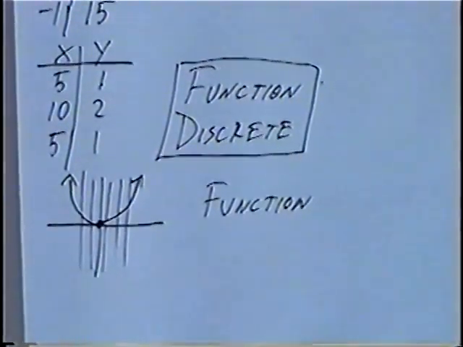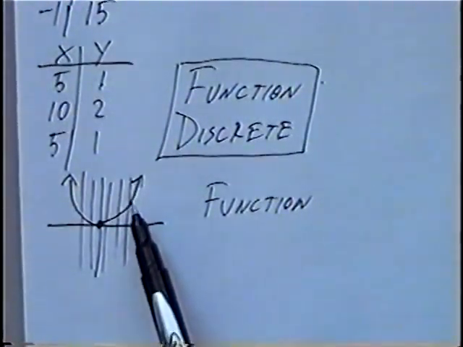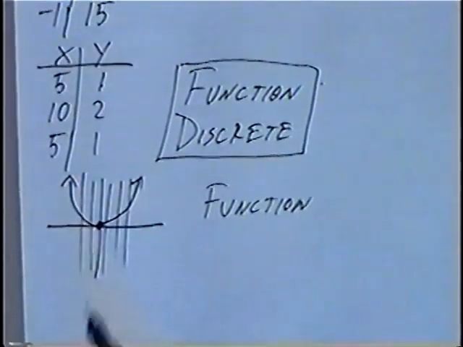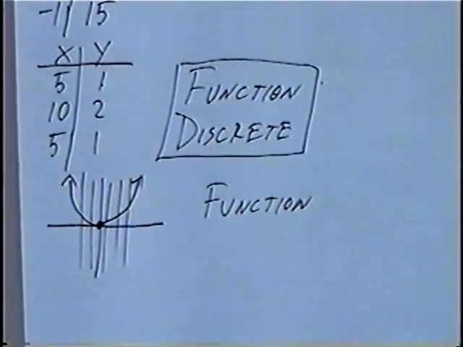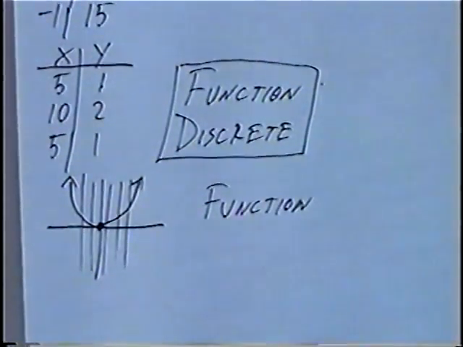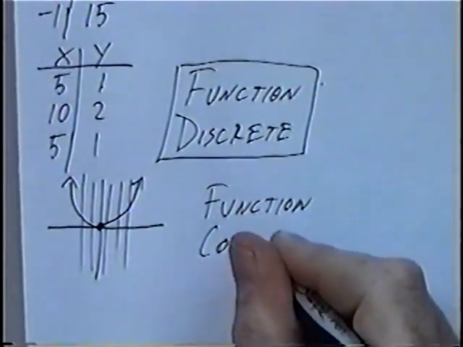When looking at a graph of a line, there is an infinite number of points on this line. An infinite number of points, or if you have a graph of a line or a curve, it is continuous.